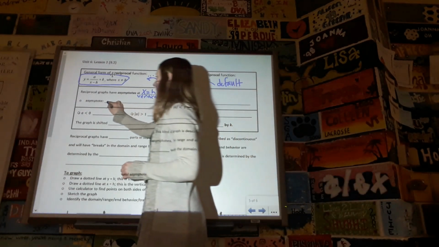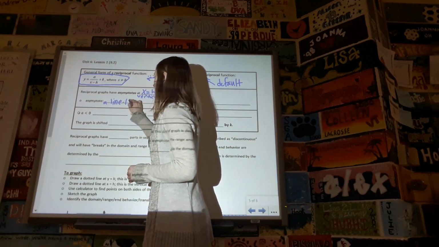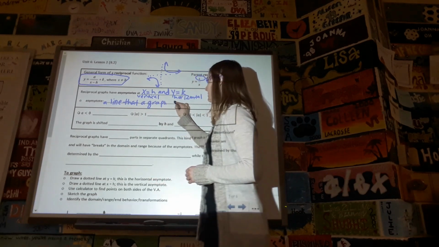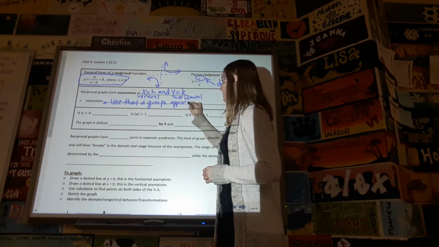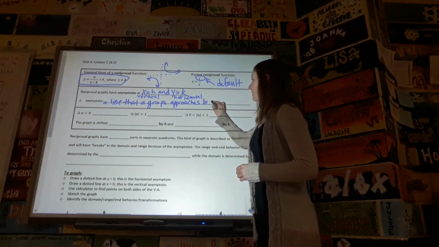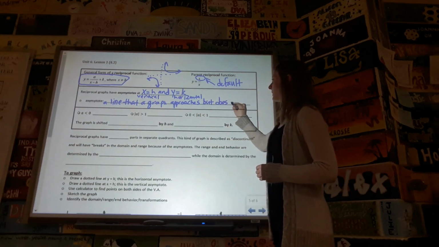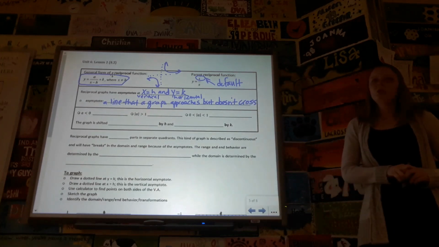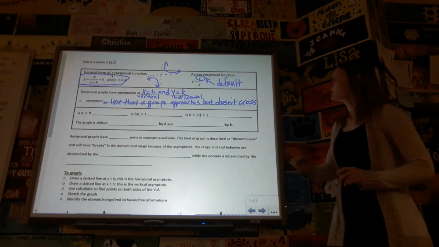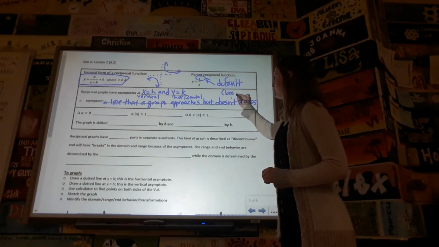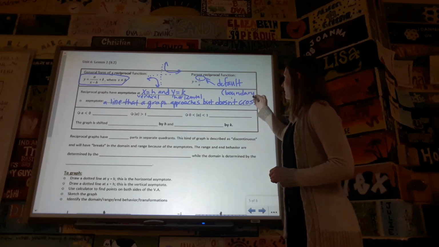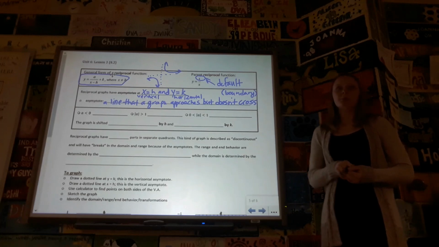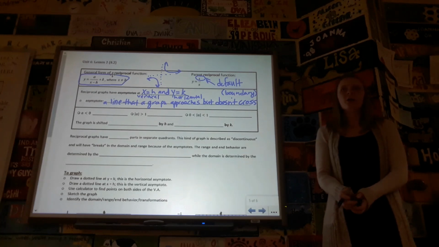So an asymptote is a line that a graph approaches but does not cross. A good word that I use to summarize this idea is boundary. So an asymptote is like a boundary for our graph.